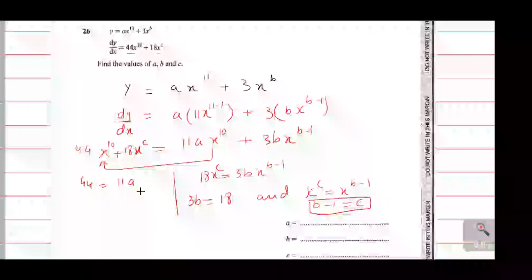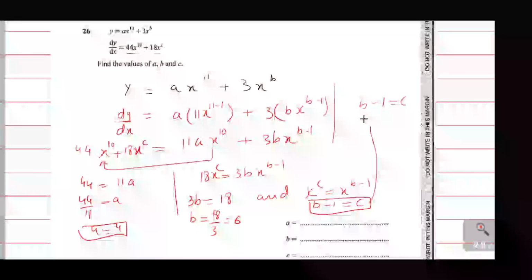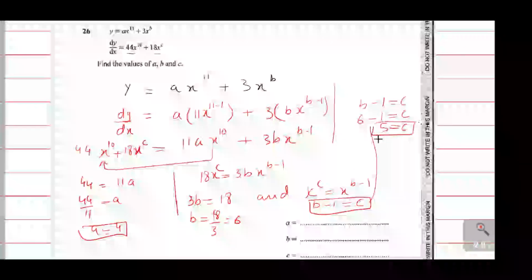We have three equations. According to this, 11a equal to 44, so a equals 44 over 11, therefore a is 4. And 3b equal to 18, therefore b equals 18 over 3, which is 6. And b minus 1 equal to c; the value of b is 6, so we write 6 minus 1, and c will be equal to 5. Therefore, the value of a is 4, the value of b is 6, the value of c is 5.